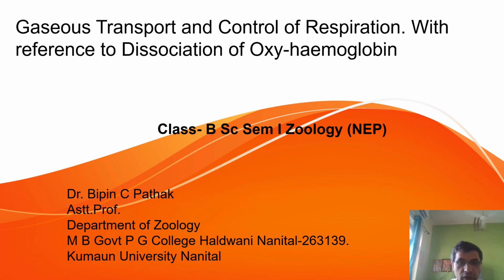Today I will tell you about gaseous transport and the control of respiration with respect to the dissociation of oxyhemoglobin. How gaseous transport takes place between the blood capillaries and lungs is the whole story of this lecture. In gaseous transport, basically we will take two gases, carbon dioxide and oxygen.